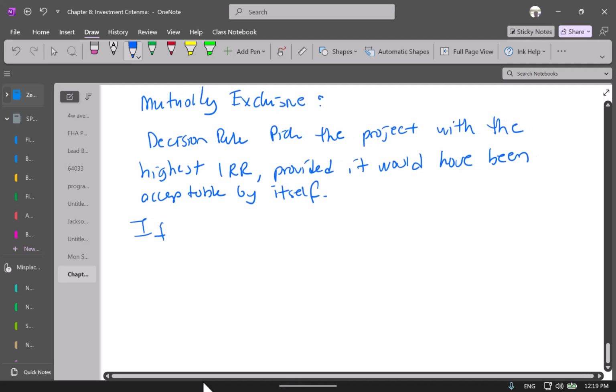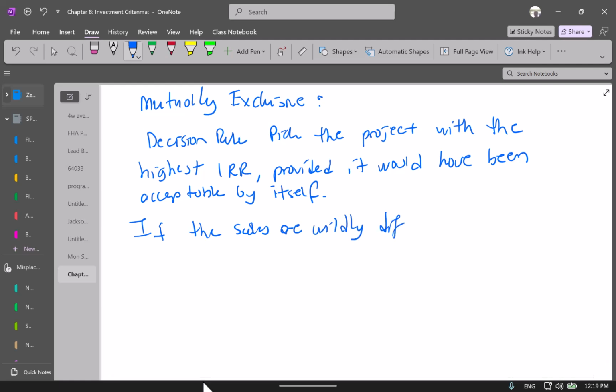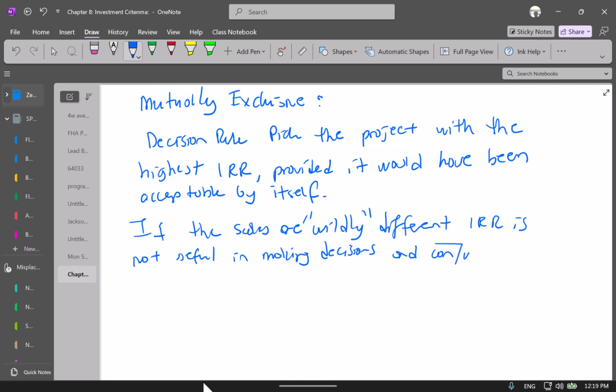If the scales are wildly different, doesn't even have to be wildly, IRR is not useful in making decisions and can sometimes conflict with NPV decisions.